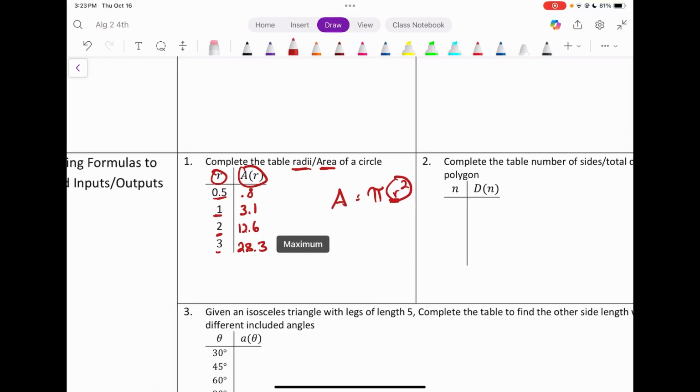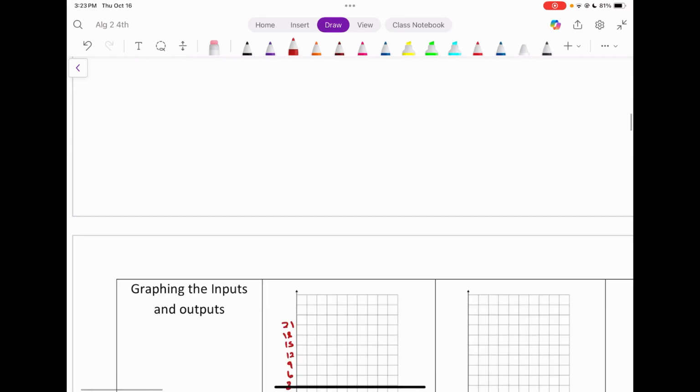Now, the next thing we need to know is inputs and outputs can be graphed on an actual XY coordinate axis, or a coordinate graph, a coordinate plane. So these are inputs and these are outputs. Let's show you how to graph them. The first one, 0.5 comma 0.8. The input value is 0.5.